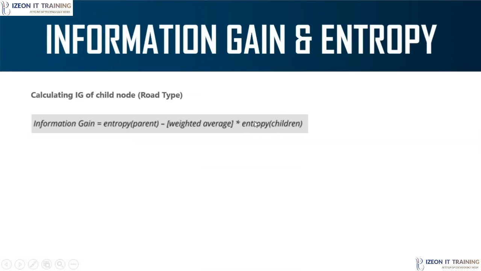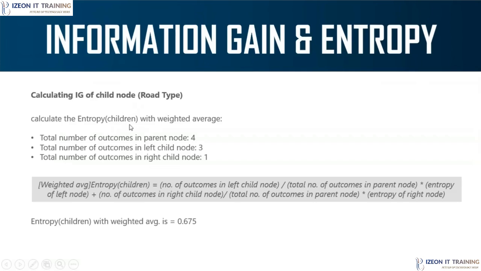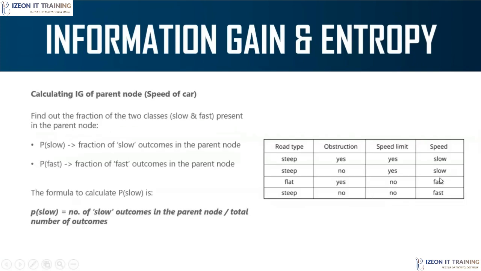Okay. So for this formula, you need to calculate all of these values. So first of all, you need to calculate the entropy of the weighted average. Now the total number of outcomes in the parent node we saw were 4. The total number of outcomes in the left child node were 3, and the total number of outcomes in the right child node was 1. Correct? In order to verify this with you, yeah, the total number of outcomes in the parent node are 4, right? 1, 2, 3, and 4.